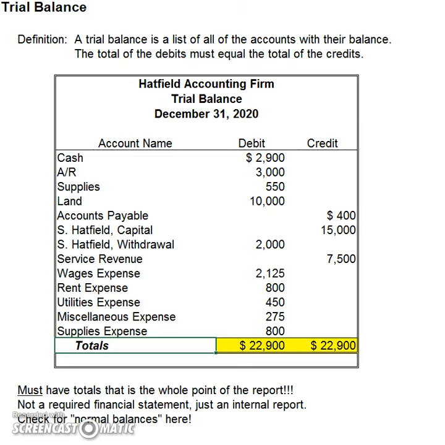So this concludes our discussion on the trial balance. Look for more to come on how to use the trial balance in future videos.